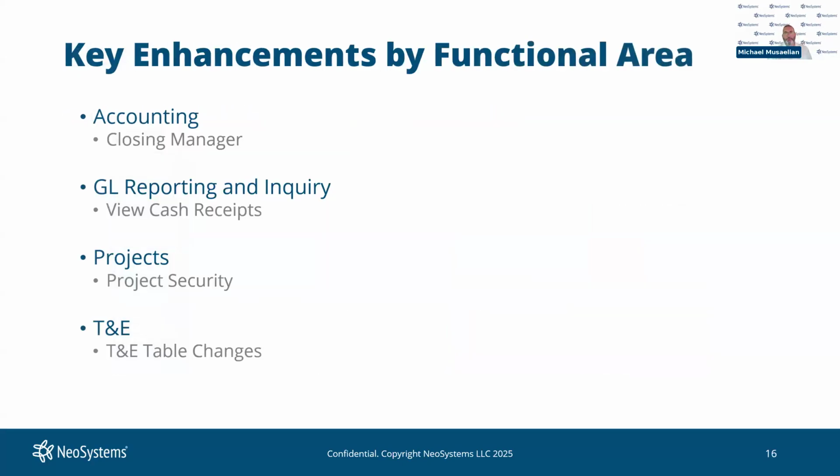Okay, so key enhancements by functional area, we're just going to pull out a few. There's probably 25 to 50 new enhancements in the new release 8.3 or 2025.3. These are just 4 that we picked out. We want to demo you today, given the interest of time. So we'll talk about the closing manager and the accounting module, a new view cash receipts report that's available for looking at data, project security updates under the project module and business intelligence, and then the Teeny table changes. That was more integrations going on there. So we'll just walk through a few of those here real quickly.